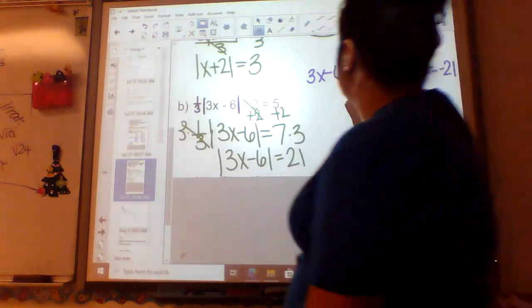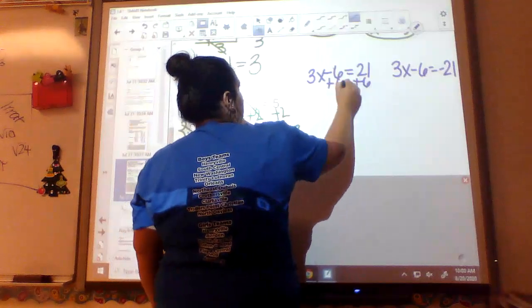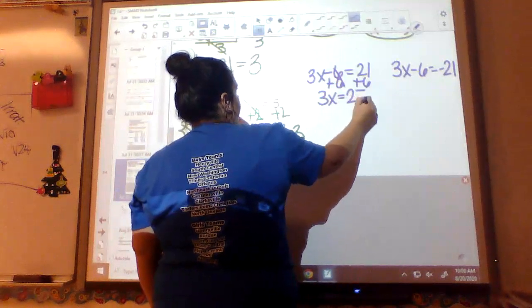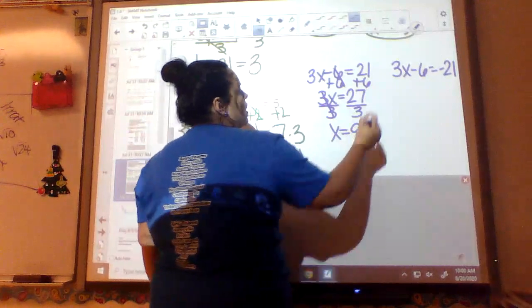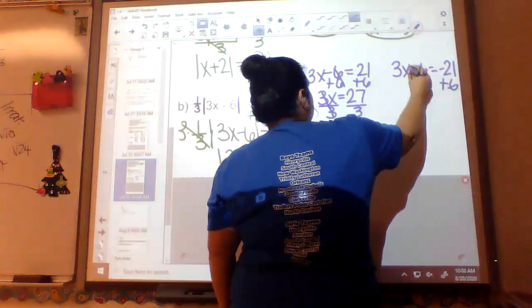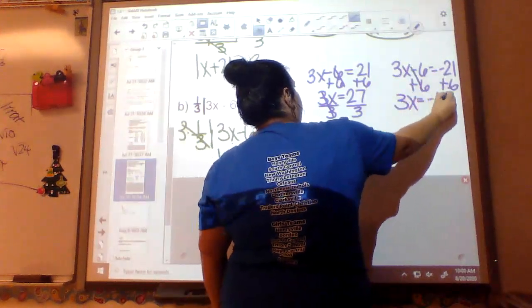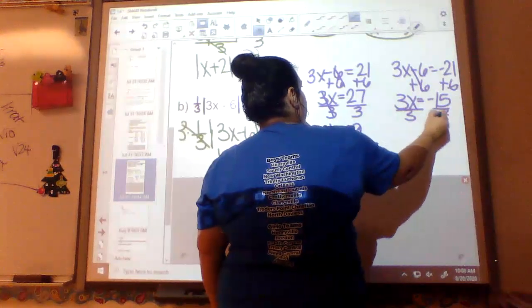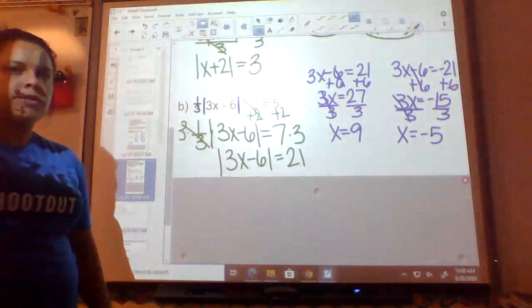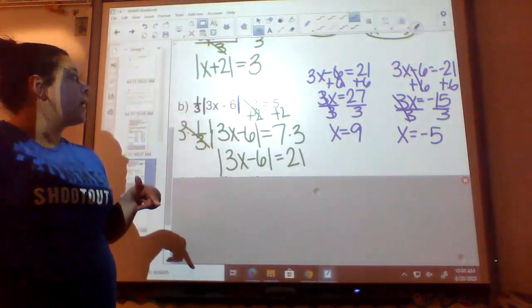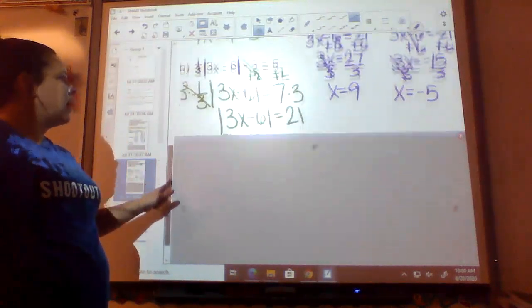All right, so let's solve this one. So I'm going to add the 6. So 3x equals 27, divide by 3, and x is 9. Add 6, so 3x equals negative 15, divide by 3, and x is negative 5. And for time's sake, those are both right, okay? All right, this one.